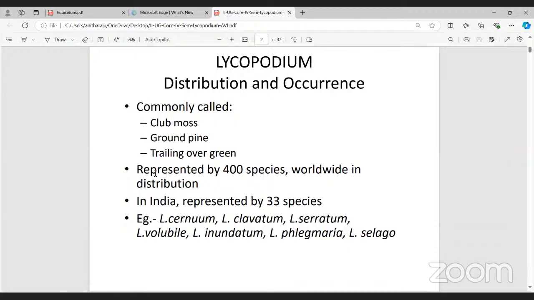So far, 400 species are represented worldwide. In India, they are represented by 33 species. Indian species are Lycopodium cernuum, Lycopodium clavatum, Lycopodium serratum, volubile, inundatum, Phlegmaria, and Selago. These are the common Indian species.